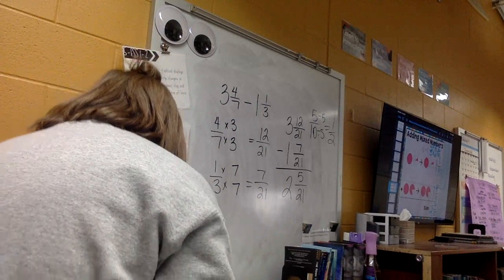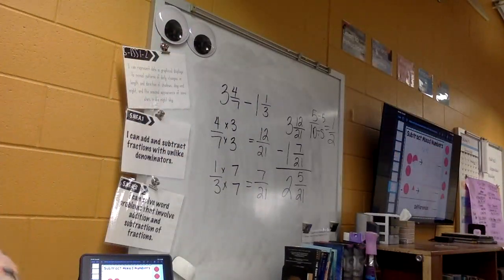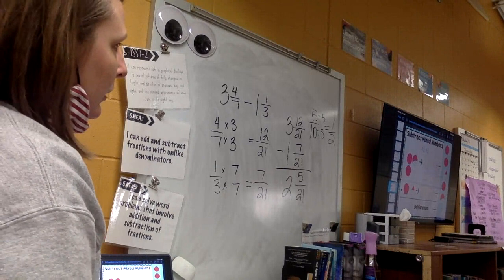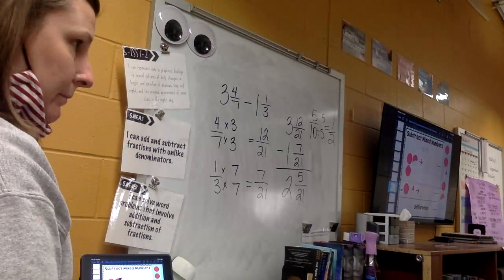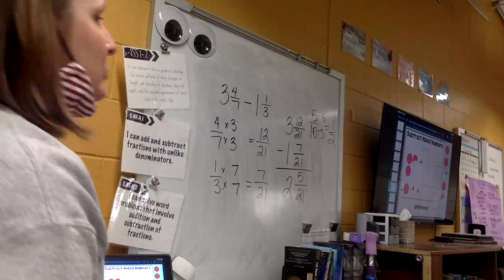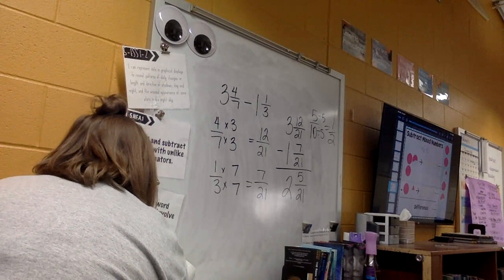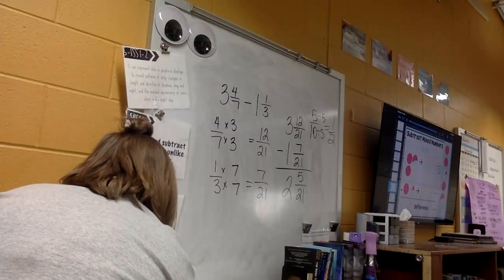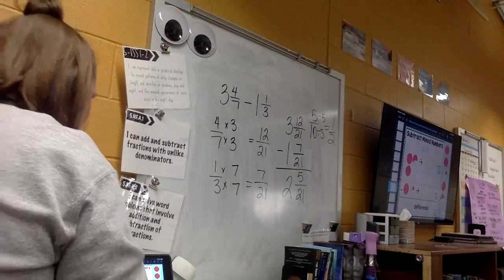Okay? Let's do subtraction. So this one we have 2 7/12 minus 1 1/6. What's my common denominator? I have a 12 and a 6. 12. Okay? So I know I can go ahead and write 12 for my common denominator.